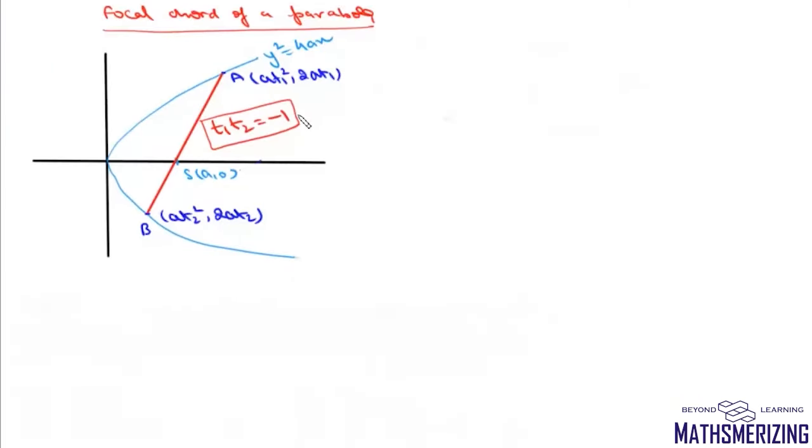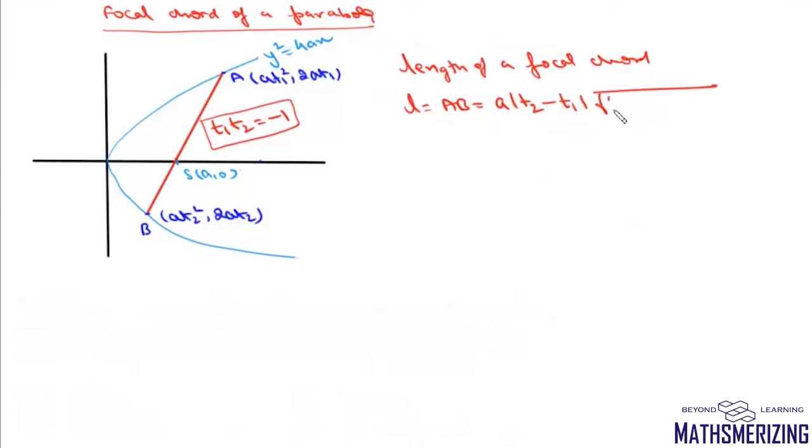Now we'll try to work out the formula for the length of a focal chord. So the length of a focal chord, say L, which in this case is AB. So we know that the length of any general chord of a parabola is a mod of t2 minus t1 under root of t1 plus t2 whole square and then plus 4. Now we'll try and simplify this relationship using this relation, which is t1 into t2 is minus 1.